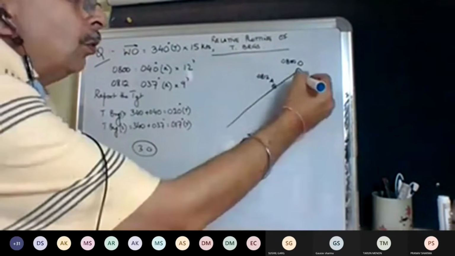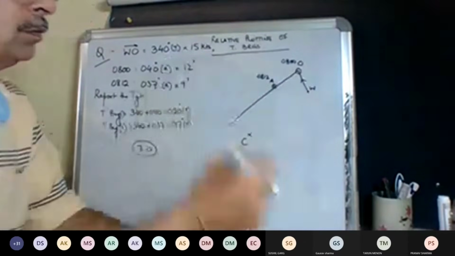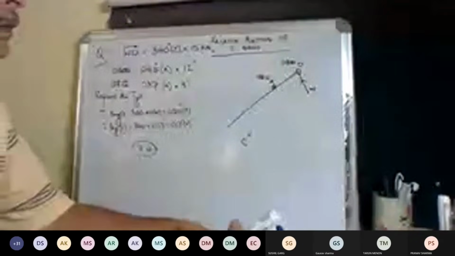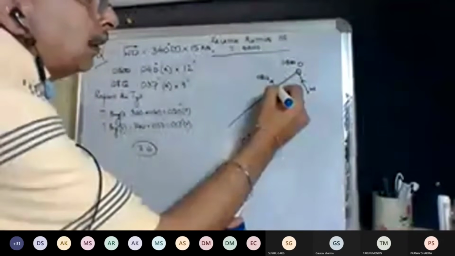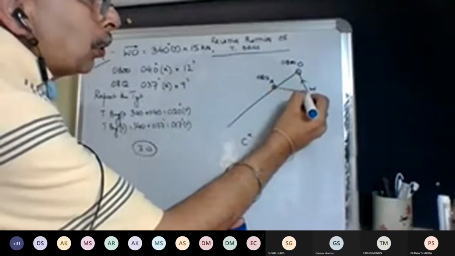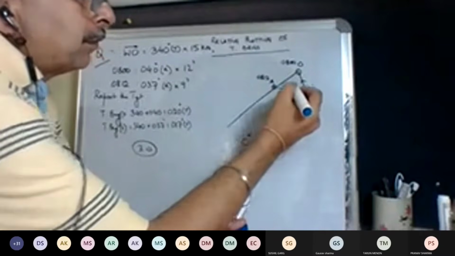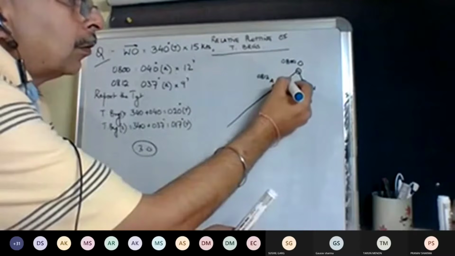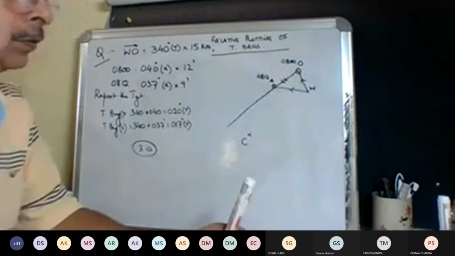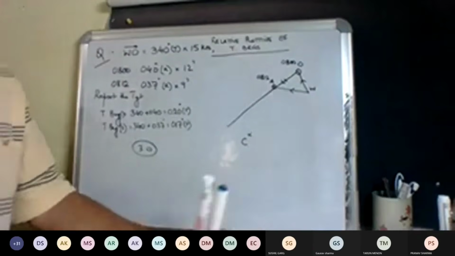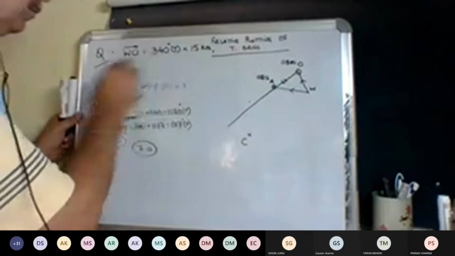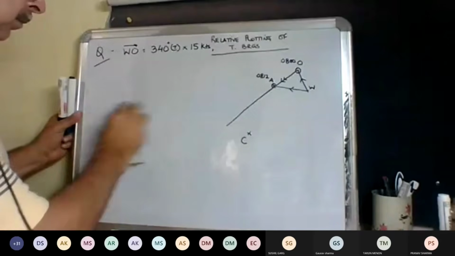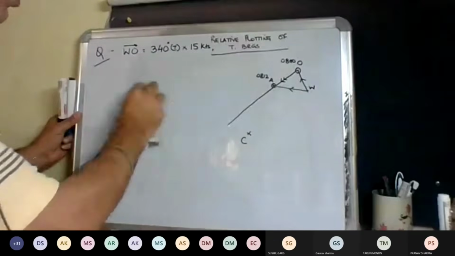So W to O, you will put one arrow, a single arrow. Join WA, put a single arrow there. And OA, put two arrows. So your triangle is now complete, WOA.